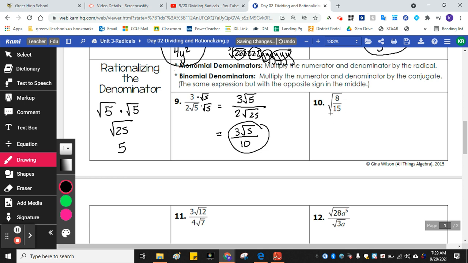Next, 8 over 15 doesn't simplify at all. We're trying to get this radical out of the denominator because this is saying the square root of 8 over the square root of 15, from our dividing rule up there. So I'm going to multiply the top and the bottom by the square root of 15. And why I say 1 is because multiplying by any number on top and bottom is just like multiplying by 1.